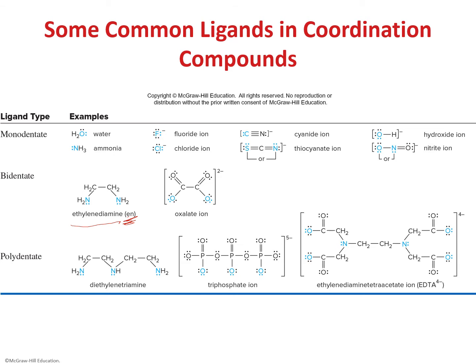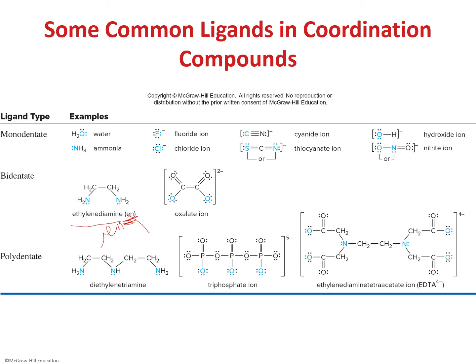What you should know is that sometimes when you're writing the structure, it can be abbreviated as EN. So instead of writing the formula, you can just write EN and make two different bonds. And why can it make two bonds? Because there are two nitrogens, or two amines, that each have a lone pair which can interact with a metal to form a coordinate bond. So this ethylene diamine will be forming two bonds with the metal in the middle.